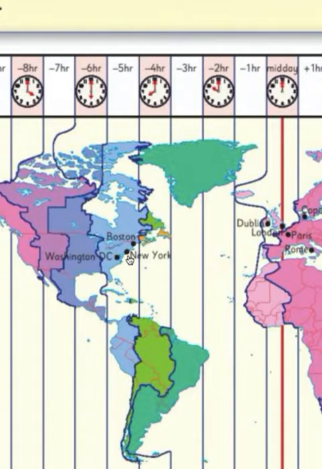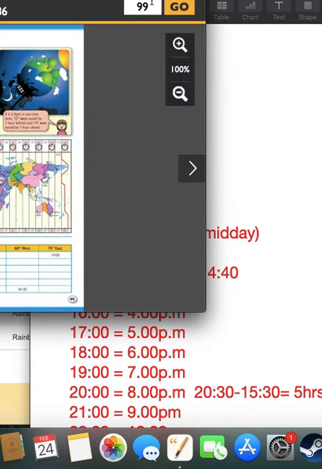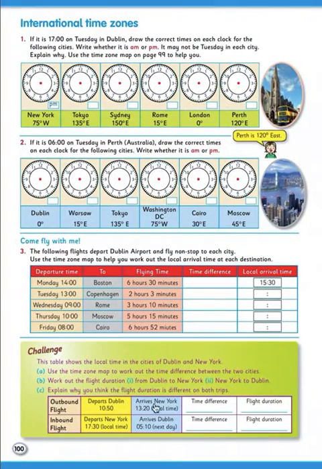So 10, 11, 12, 1, 2, 3. It should be 3 o'clock or 1500 hours in Dublin. And if it's 1500 hours in Dublin and they're saying that it's 1300 hours, then I can see the time difference and how long the flight took. Okay, and there is a difference between flying to New York to flying home from New York, and that's what we want to see. So I'll leave that for the challenge. I don't want to explain that too much.